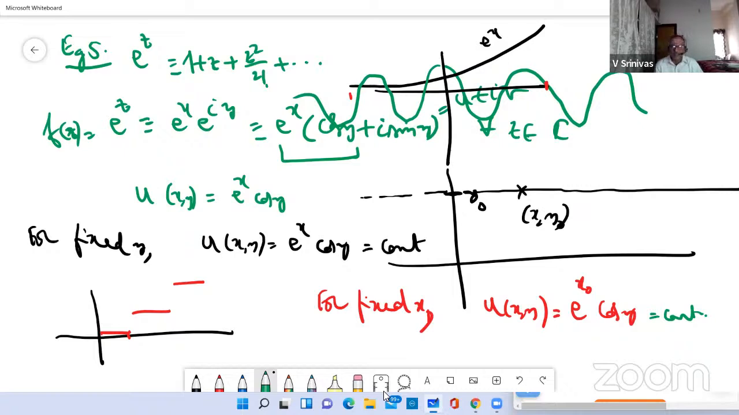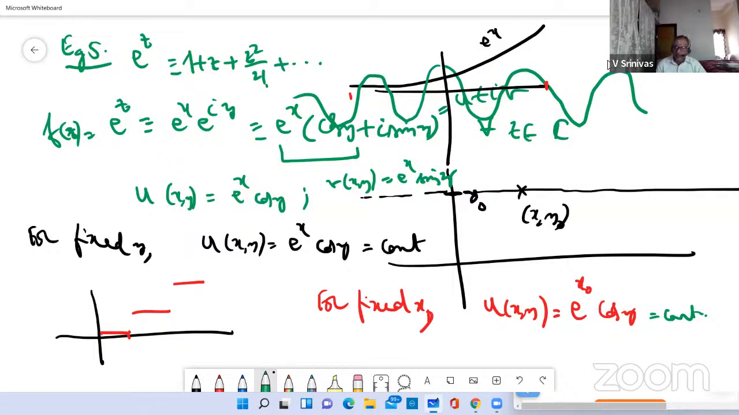Similarly, you can discuss that the imaginary part v(x, y) equals e^x sin y. You project this: fix x, then it will be continuous. Fix y, it will be continuous. Therefore, it will be continuous throughout the plane. That's how you obtain the continuity of the real and imaginary parts. Once these are continuous, this function will be continuous. That's how you obtain that the exponential function is continuous from C to C.